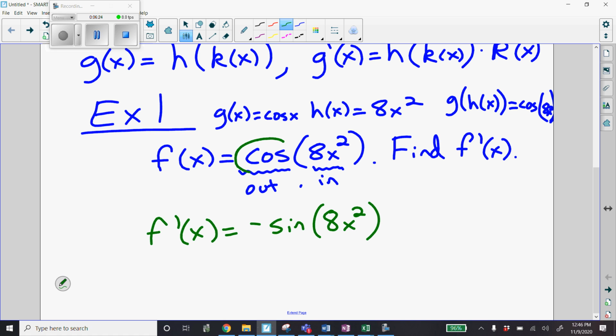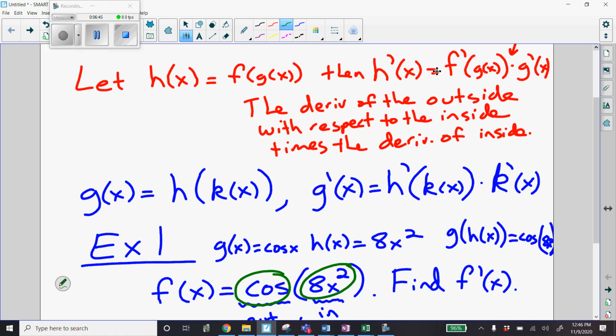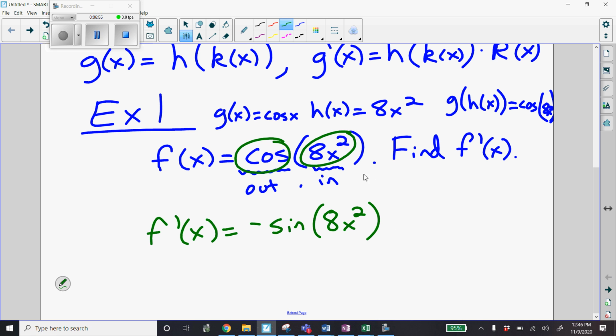Again, it's like I'm doing the derivative of the outer piece, but keeping this inner piece the same. That would be g prime of h of x, right? Or if we think about it with f and g up here, it'd be the derivative of the outside, negative sine, of the inside, 8x squared. But the chain rule is not done yet. I now have to multiply by the derivative of the inner function.